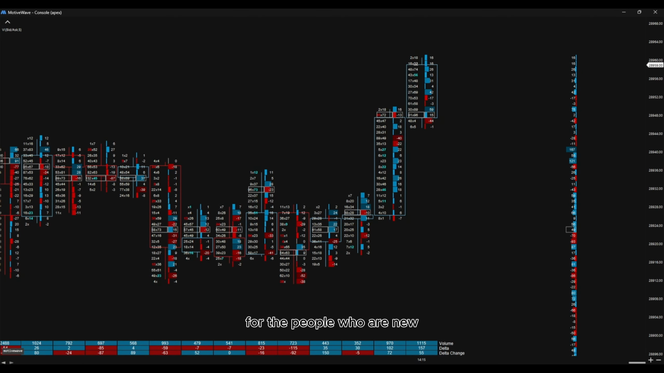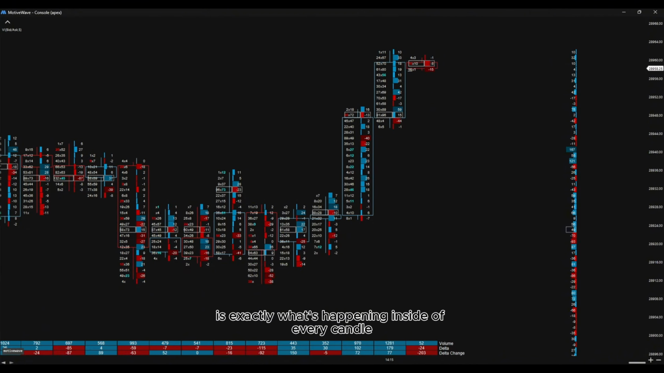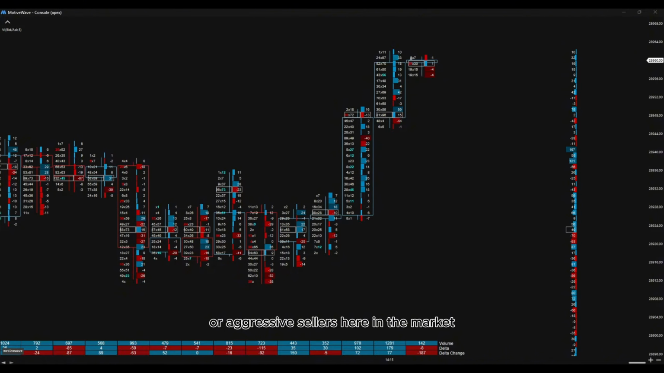Okay, so for the people who are new and don't know what a footprint chart is, I'm going to briefly go over what it is and how you can use it. What a footprint shows you is exactly what's happening inside of every candle. It shows you how many contracts were traded at each price level and whether they were aggressive buyers or aggressive sellers here in the market.